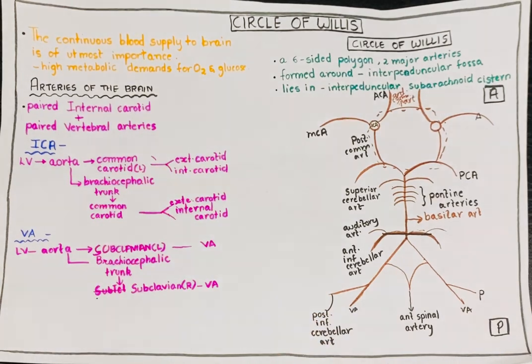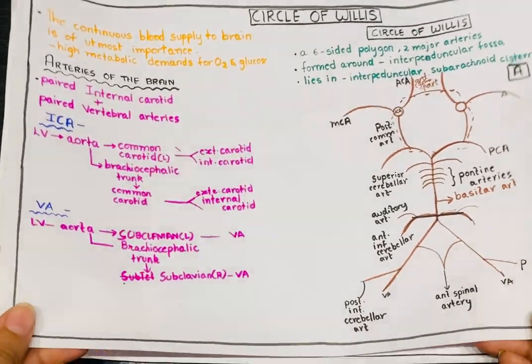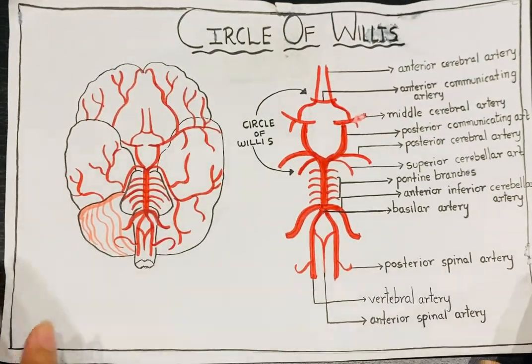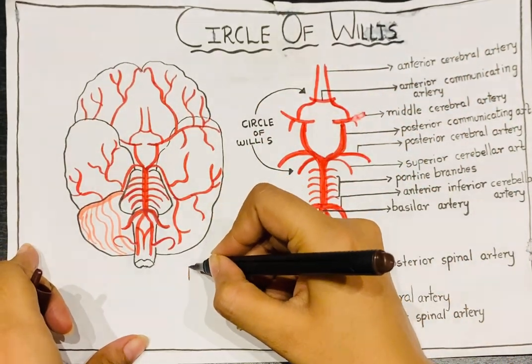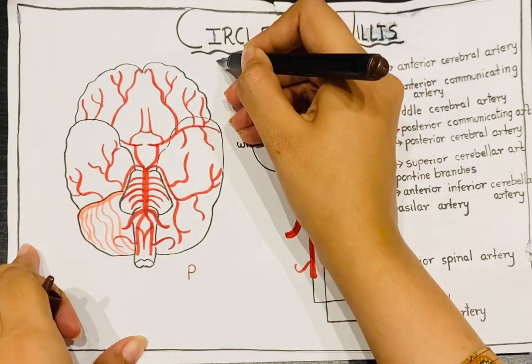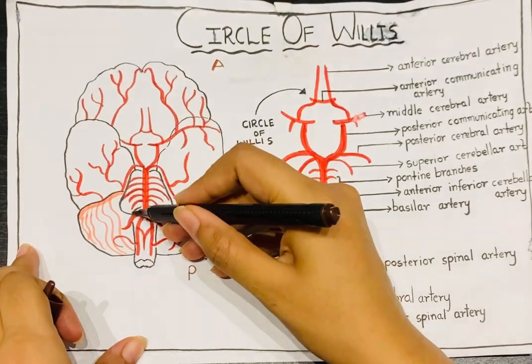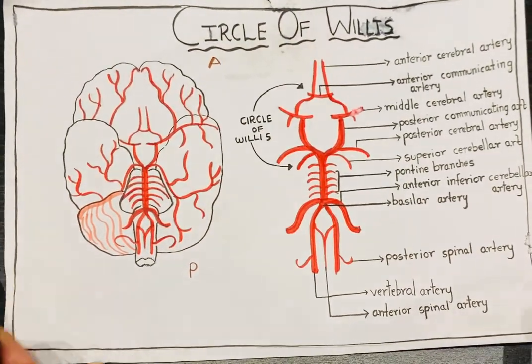Done. Okay. Now let us try to visualize how exactly this circle of Willis is situated in our brain. As you can see in the diagram given over here, this is the inferior surface of our brain. Then this is going to be the posterior part. This is going to be the anterior part. So here you've got the medulla oblongata, the pons, and the remaining parts of the brain, as you can see right here in this diagram.